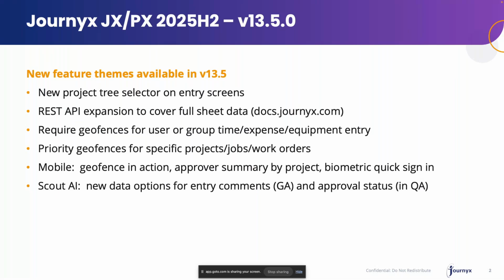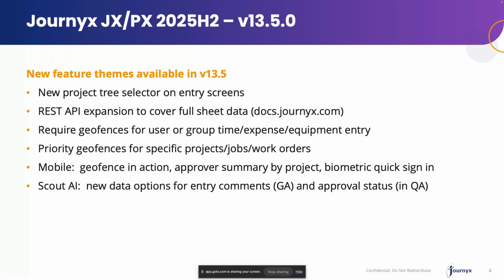But I'm going to show today a new Project Tree Selector on entry screens. And if any of you have ever used the hierarchy selector that kind of looks like ASCII art with pluses and minuses for expand collapse, it's not the prettiest. So we'll look at something that's a little bit more modern and allows you to keep track of where you are in some of these complex project trees. I'll also show you again where we have our new REST API documentation. There's a central repository at docs.journyx.com, and we'll take a look at that.